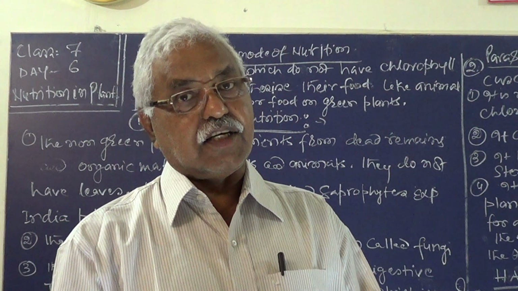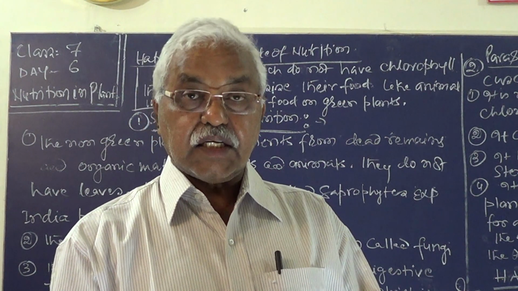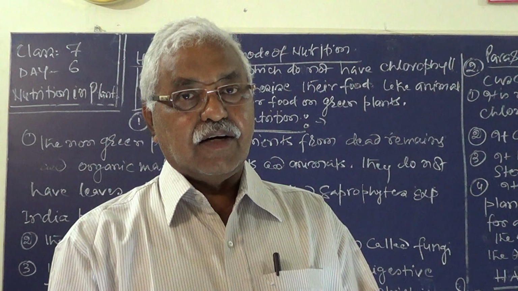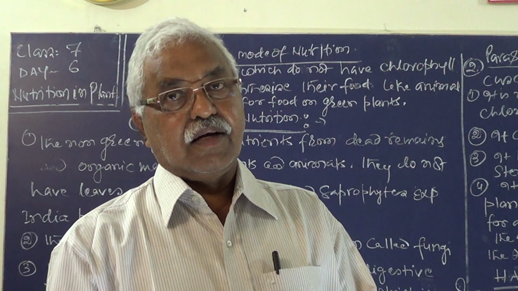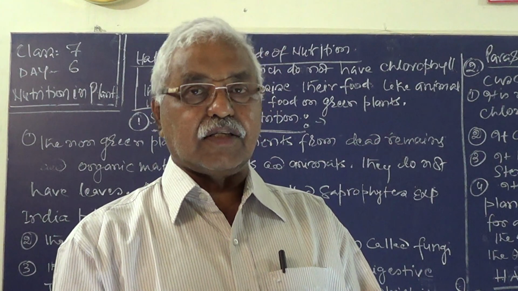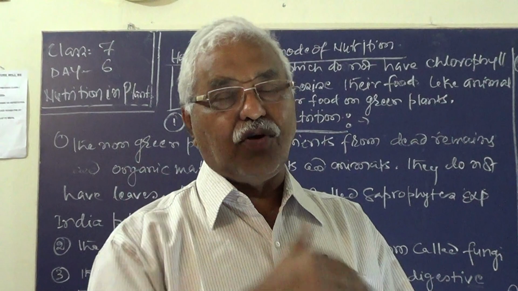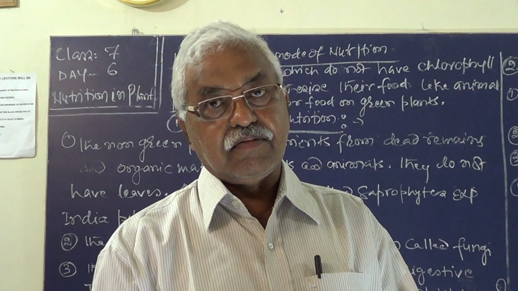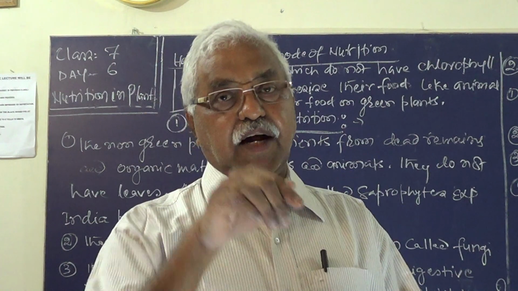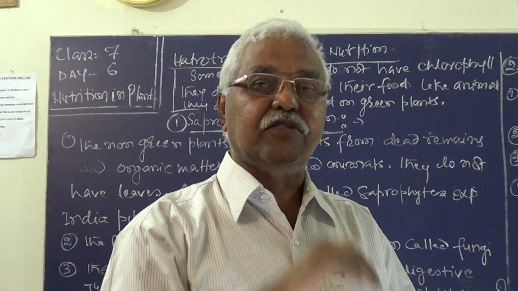The plants undergo photosynthesis only if they have green leaves or a green stem. If the plant has a green stem or green leaf, then it will go for photosynthesis. If they do not have leaves, or the stem is also not green, such plants depend for their food and nutrition on other plants.